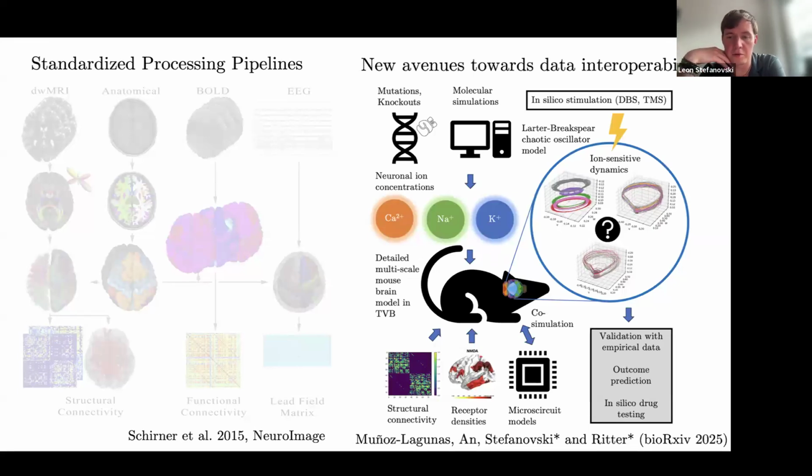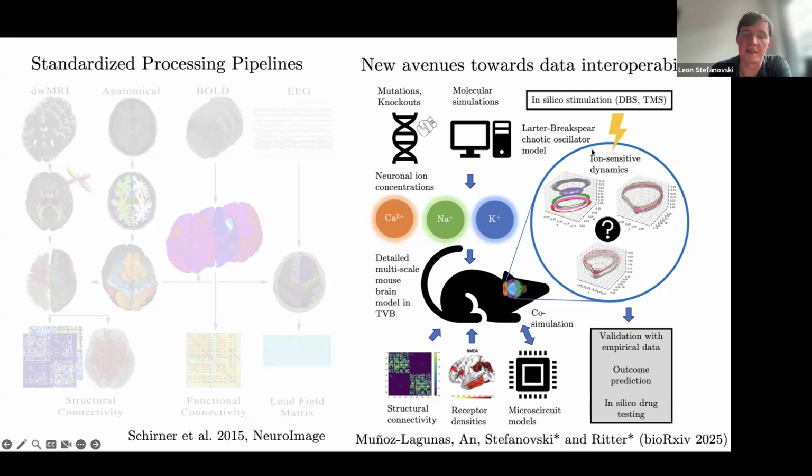There are molecular simulations where the effects of a mutation to the concentration of, for example, calcium can be simulated, and then this concentration is something that can directly be put into our simulations. And we can also enhance this with receptor densities from empirical data maps or with microcircuit models in particular co-simulation frameworks to implement here biological data from the micro scale.